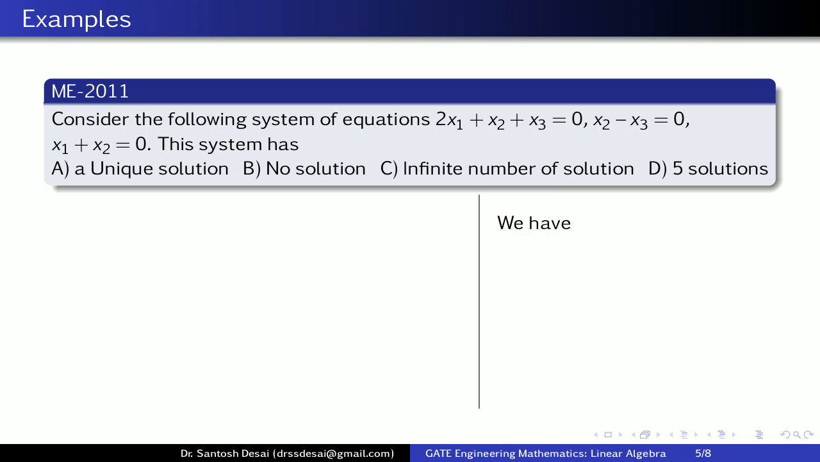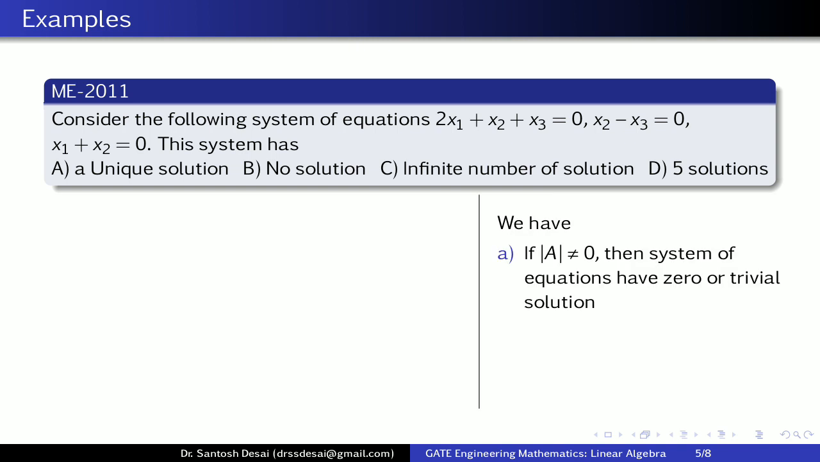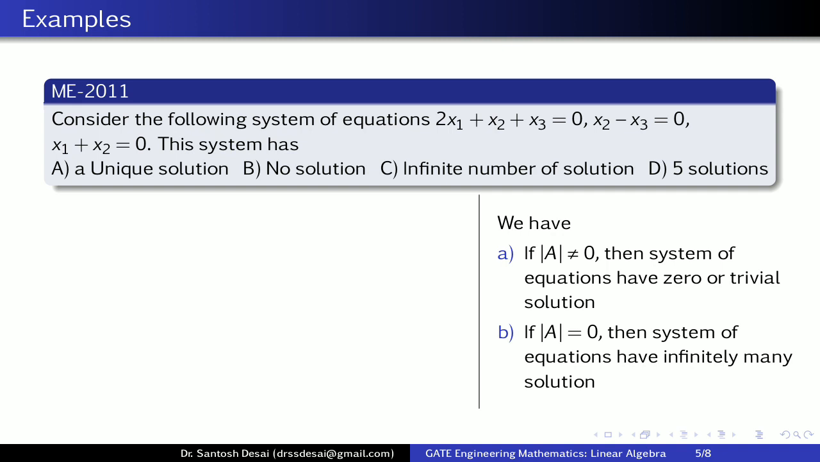So we know that if determinant of A is not equal to 0, then the system of equations has the zero or trivial solution, and if determinant of A is equal to 0, then the system of equations has infinitely many solutions. So let us consider first the determinant of A, that is the determinant of the coefficient matrix. It is the determinant of 2, 1, 1, 0, 1, -1 and 1, 1, 0.